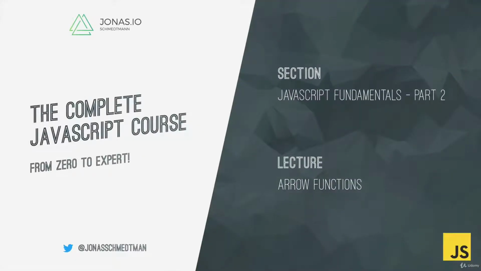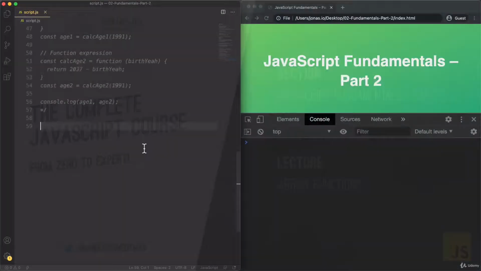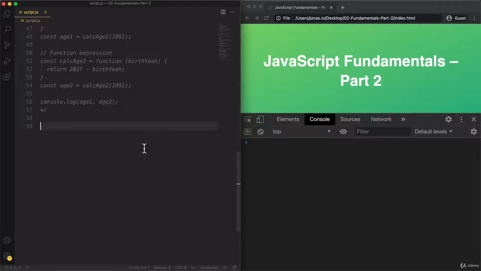So we learned about function declarations and expressions in the last video, but there is actually a third type of function that was added to JavaScript in ES6, and that's the arrow function. And an arrow function is simply a special form of function expression that is shorter and therefore faster to write.